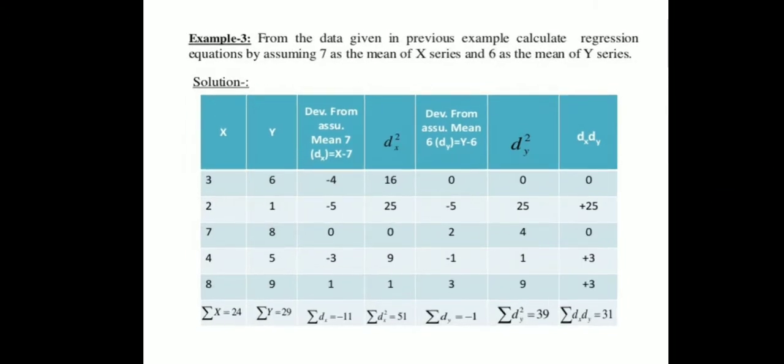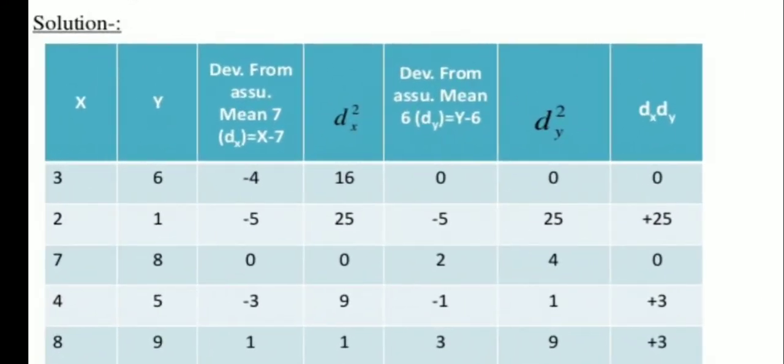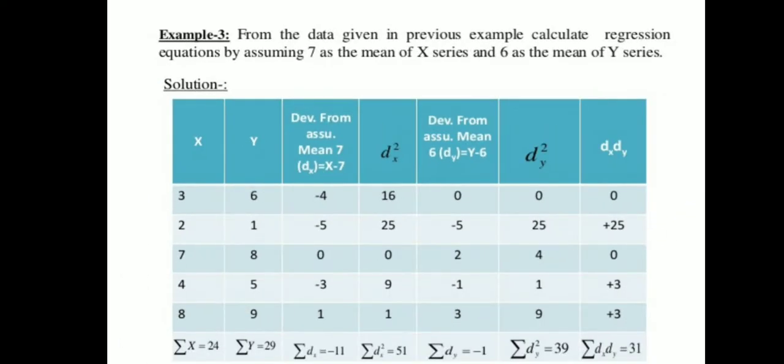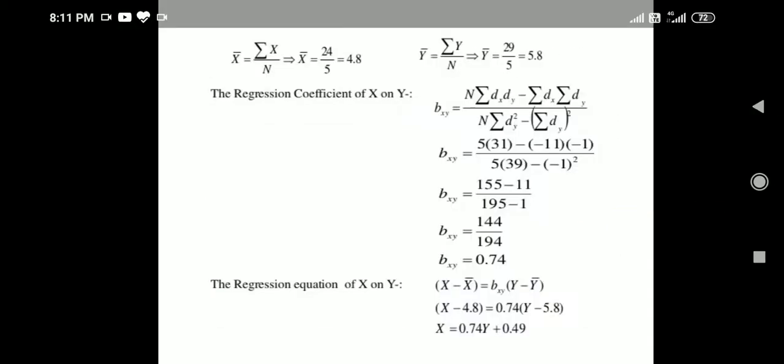Values are here. Sum of x equals 24. Same example. Take the deviation from any assumed mean. So here the assumed mean is 7 for x and 6 for y, with dy equal to y minus 6, dy squared, dx squared. Take the deviation, and as earlier get the total of that and apply the formula, you get the answer like this.